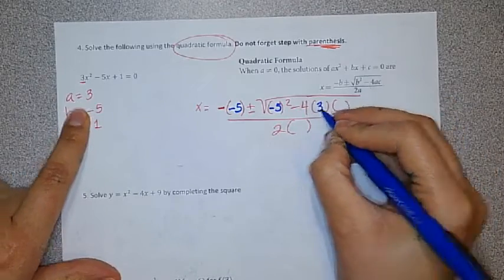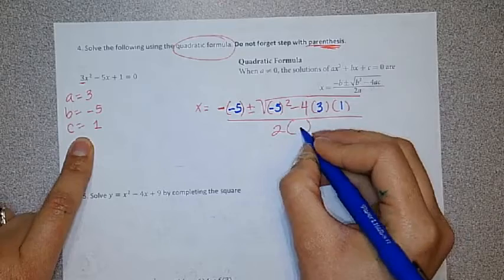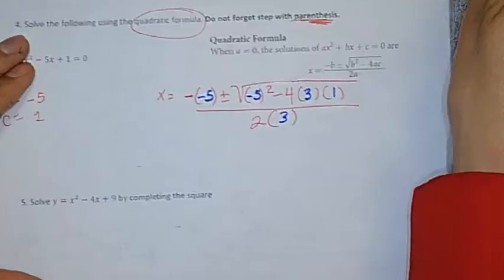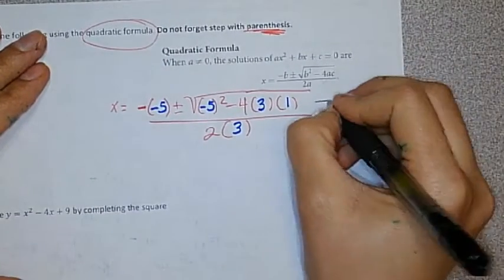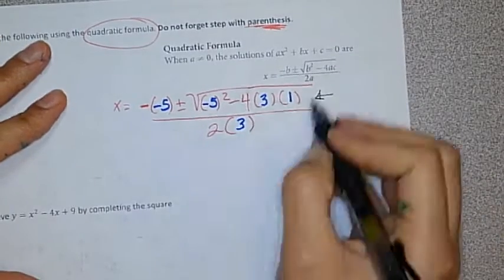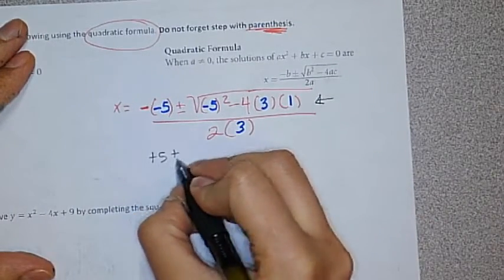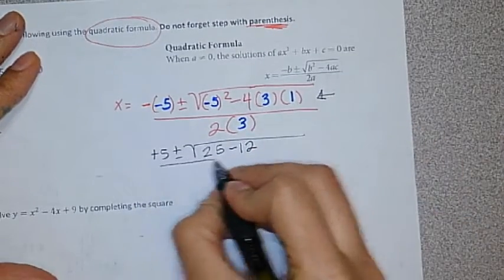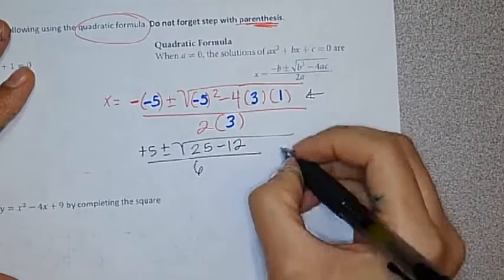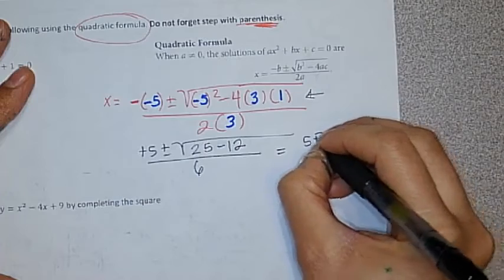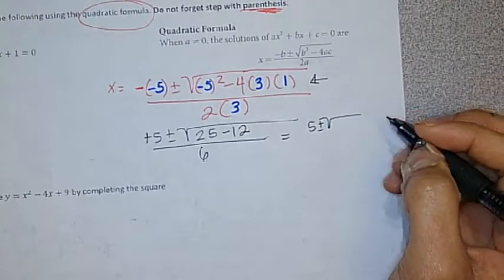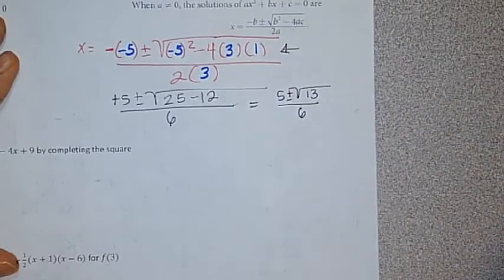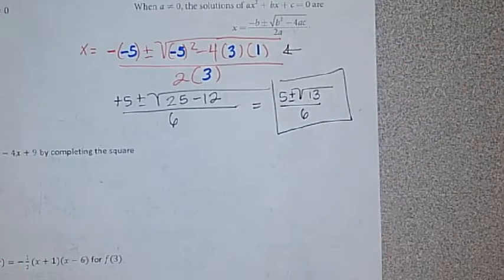And then A would be 3, C would be 1, and A is 3. Once you have them, make sure that you have this with the parentheses. Now we'll do PEMDAS. So we'll have positive 5, and this will equal, over here, it will equal 5 plus or minus the square root of 13 over 6. So this will be your answer.